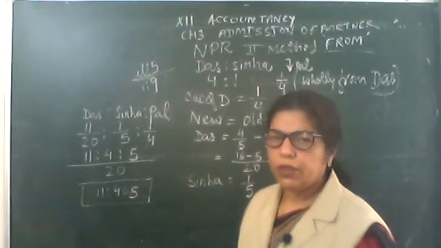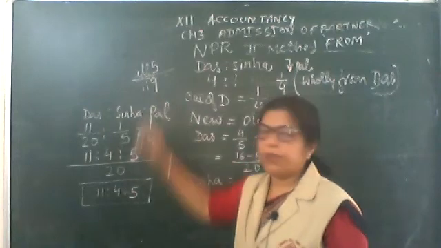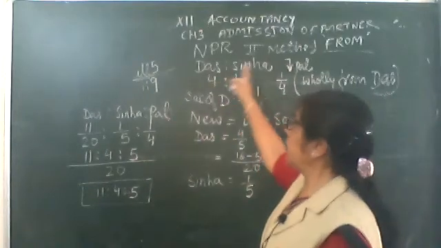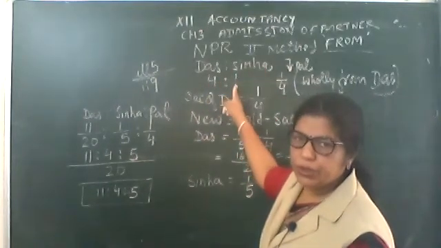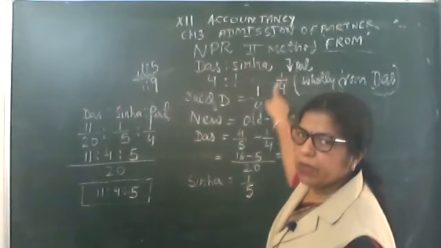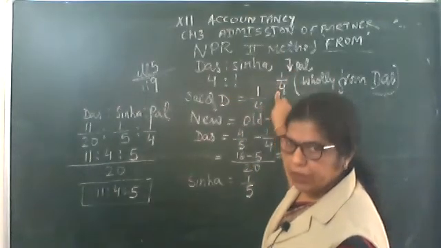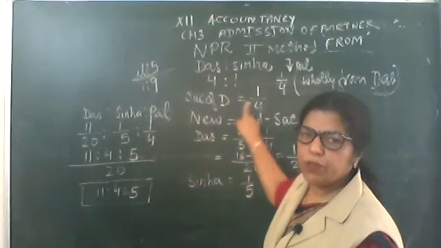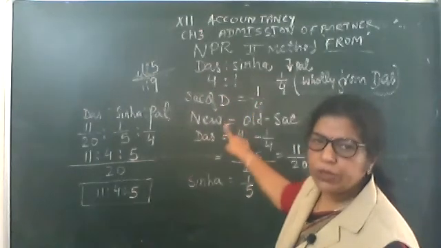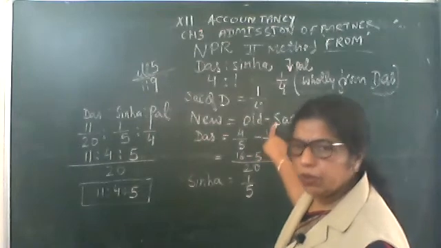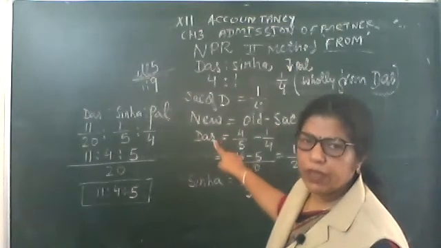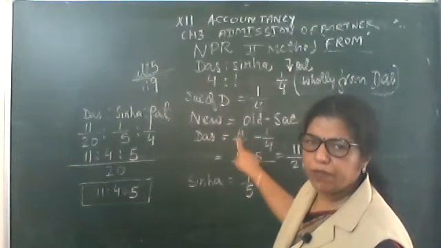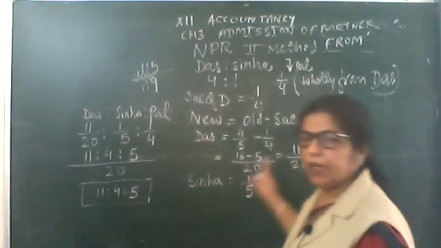Children, you can note down. This is illustration 5, page number 119. Das and Sinha are partners in the ratio 4:1. They admitted Pal, a new partner, for 1 by 4 share, wholly from Das only. So the sacrifice is by Das only. New ratio, same formula, old minus sacrifice. We will calculate Das's share. Das's old share was 4 by 5 and the sacrifice is 1 by 4.